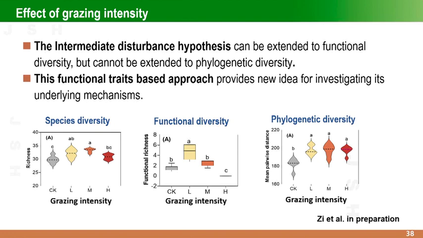We studied for five years. We also found the same pattern. The species diversity will change with the grazing intensity, and the functional diversity is also highest at the intermediate disturbance. But the phylogenetic diversity doesn't follow this pattern.